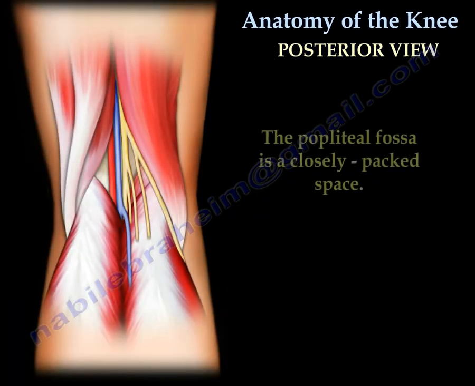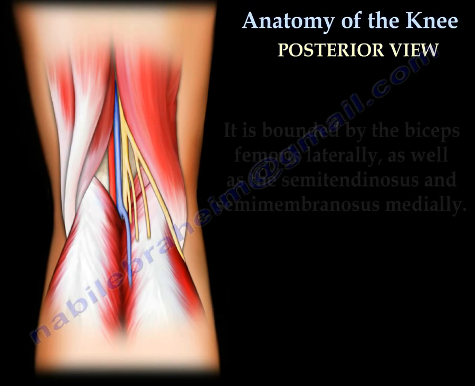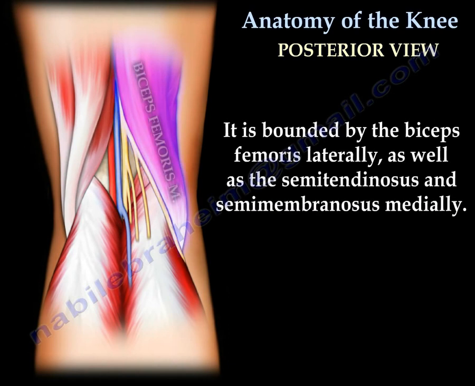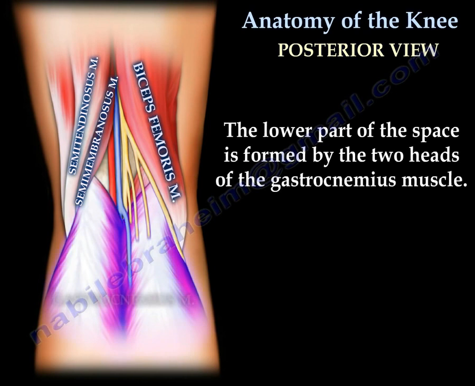As you can see, the popliteal fossa is a closely packed space. The popliteal fossa is bounded by the biceps femoris laterally, as well as the semitendinosus and semimembranosus medially. The lower part of the space is formed by the two heads of the gastrocnemius muscle.